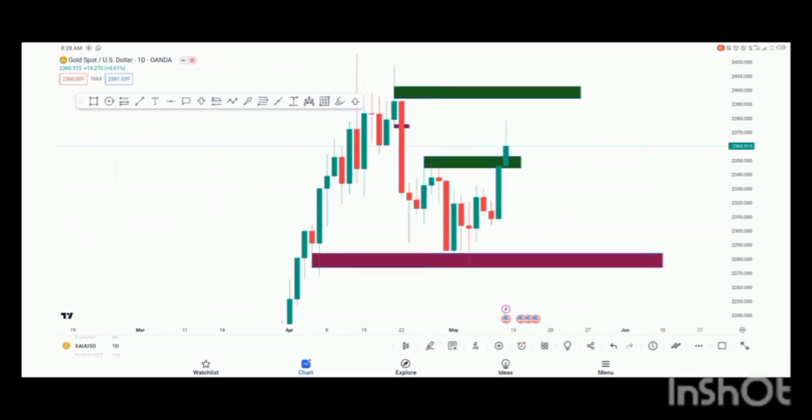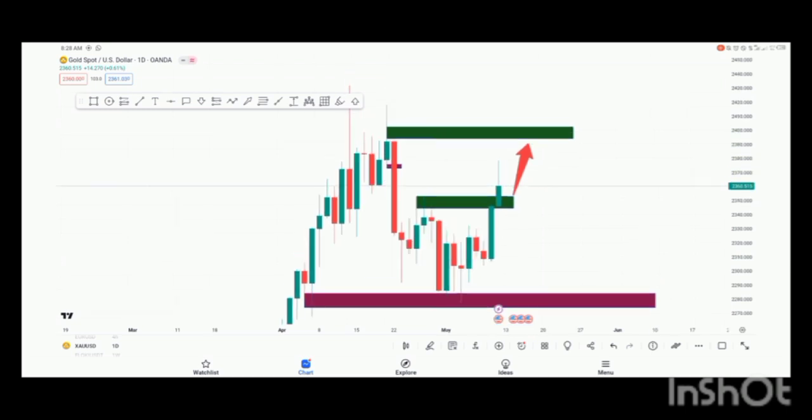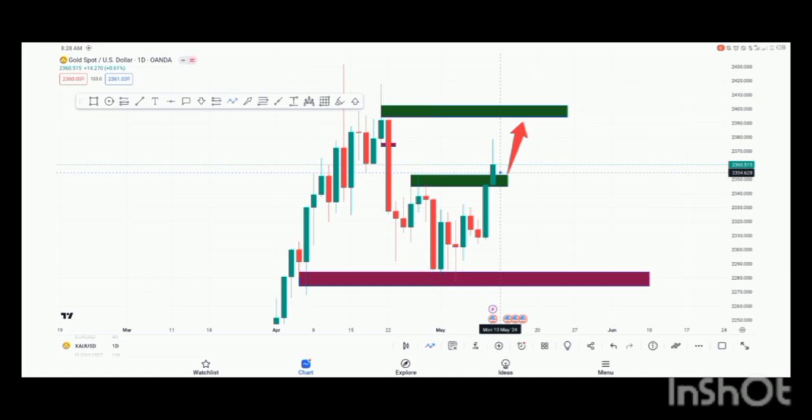So for next week on the daily time frame for XAUUSD, we'll be expecting price to move upward to this zone, to respect this zone right here, or even break out of the zone to the upside, on the daily time frame, guys.